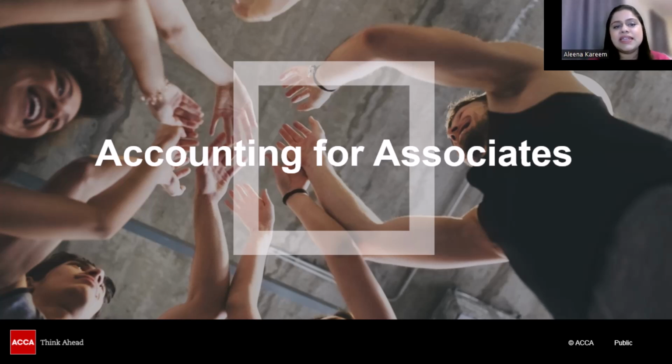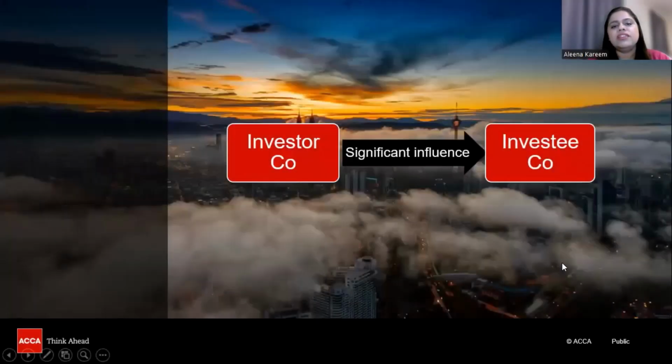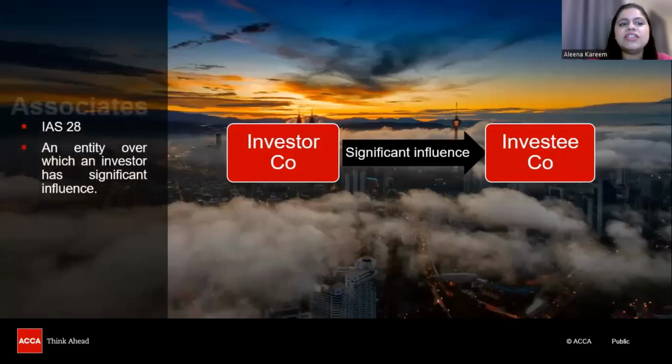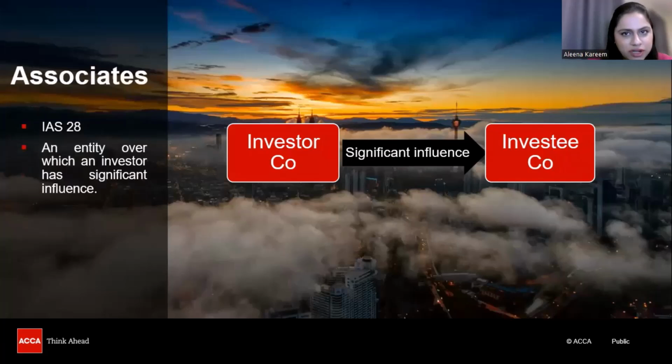So, investments in associates. The first thing is, what is the difference between a subsidiary company and an associate company? There's a particular standard, IAS 28, which deals with the accounting for associates and joint ventures, but right now, because we're just focused on associates, we'll stick to that. It says that an associate is an entity over which an investor has significant influence.